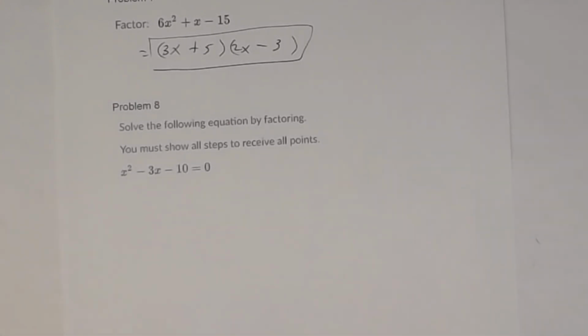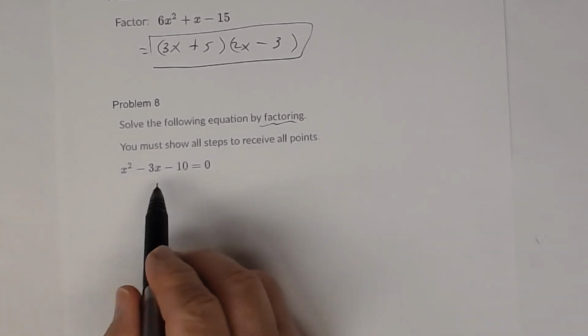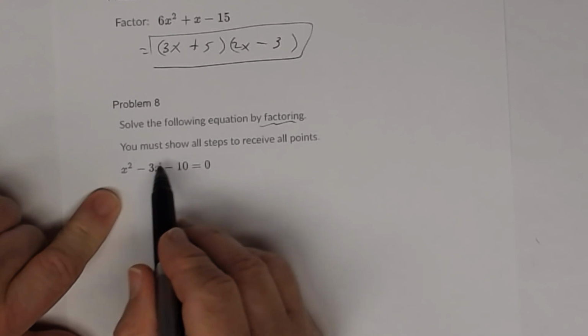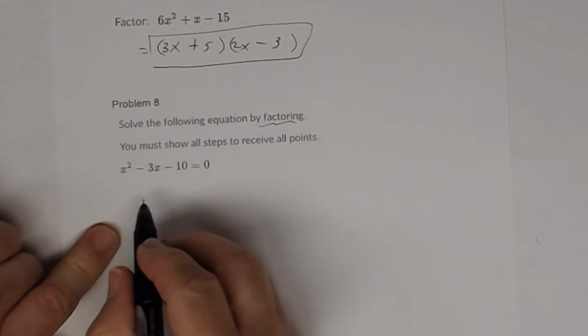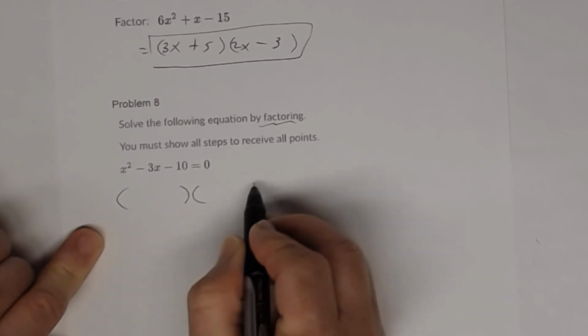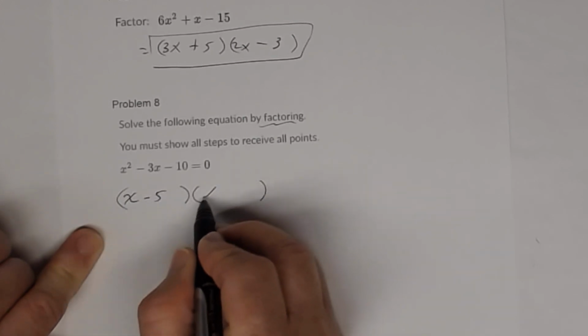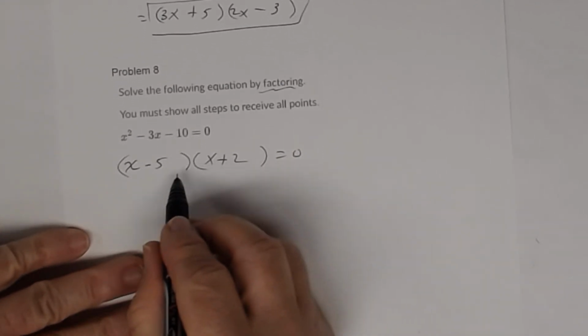Okay, now number 8, you want to solve the following equation by factoring. So make sure you always follow directions. The direction says factoring. So it's already in standard form, meaning that you have all the terms on one side, it's in descending order, and you have 0 on the other side. And so let's go ahead and factor this. In fact, you get x minus 5 times x plus 2 equals 0. So that's one of the steps you had to show.